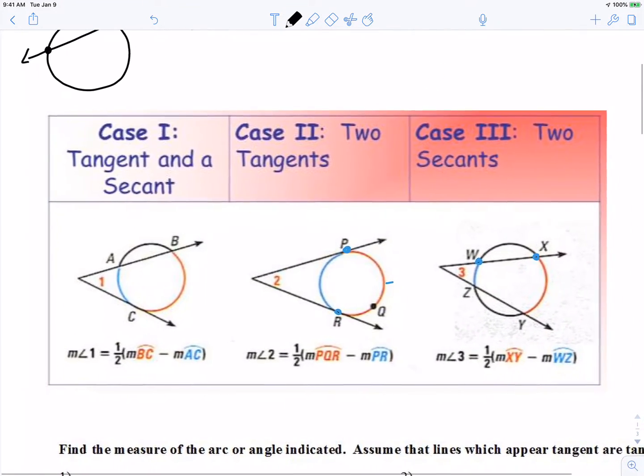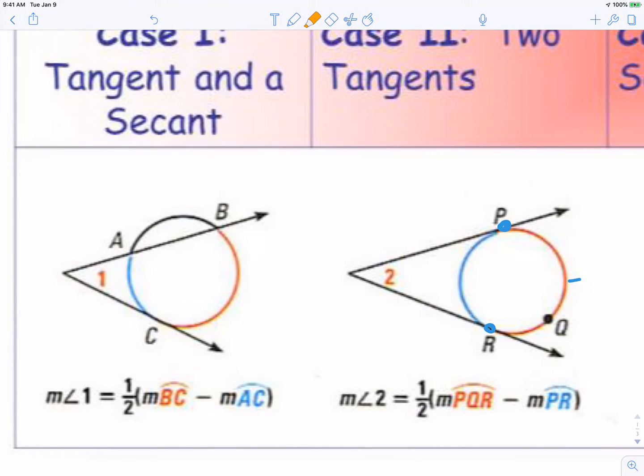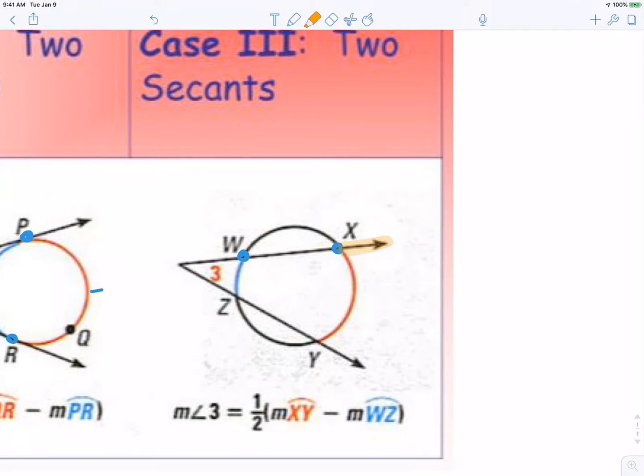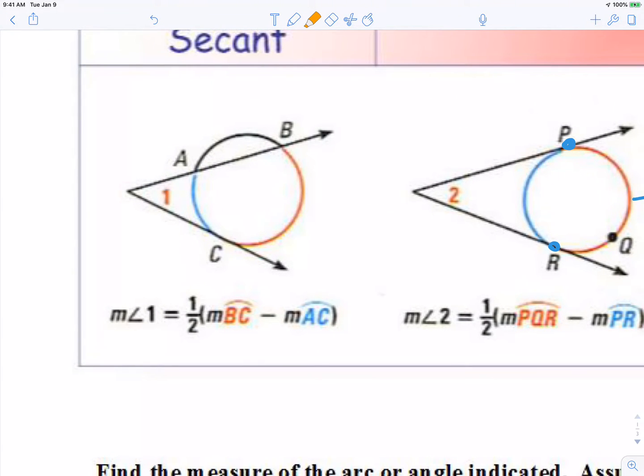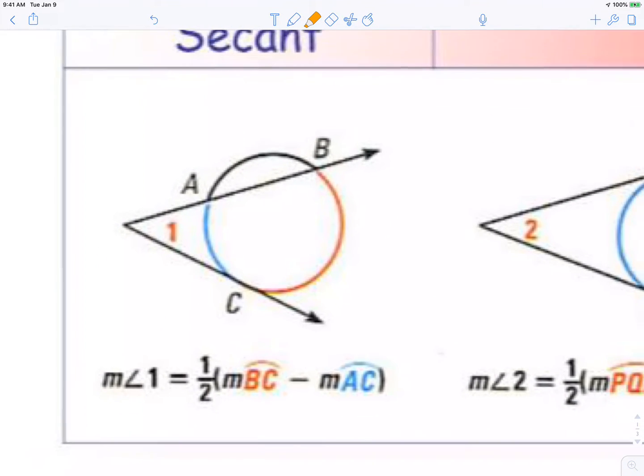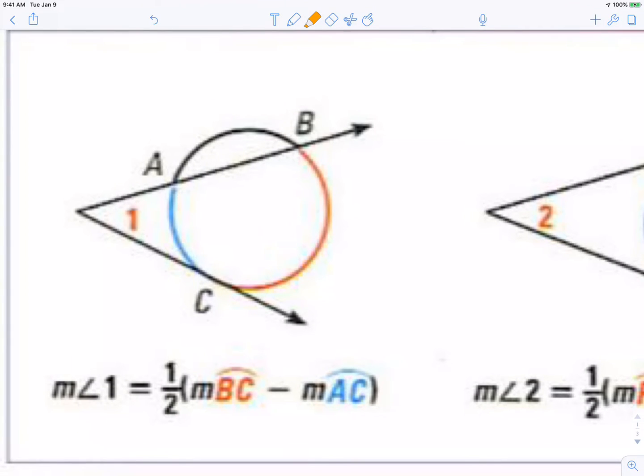You could have this first case of a tangent line and a secant line making an angle outside of the circle. You could have two tangent lines make an angle outside the circle, or you could have two secant lines, secant and secant, making an angle outside the circle. Regardless of what situation you have, the formula is pretty much the same concept for finding those angle measurements outside the circle.